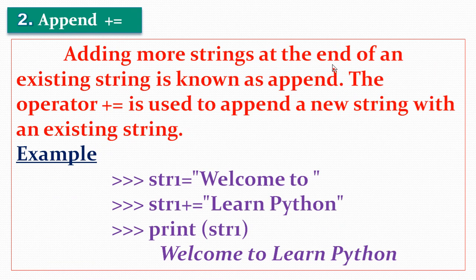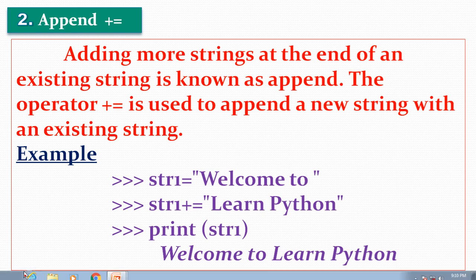The second string operator is plus equal to, the append operator. Adding more strings at the end of an existing string is known as append. The operator plus equal to is used to append the new string to the existing string. It can also be asked as a one-word question. Example, str1 equals welcome to. Now learn Python is appended to str1, that is welcome to. Now we get the result welcome to learn Python.